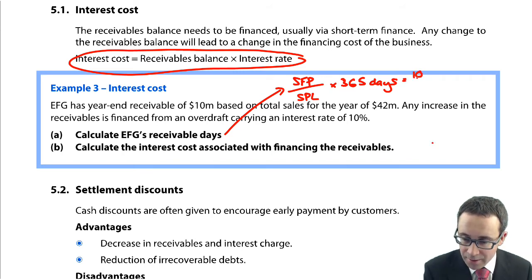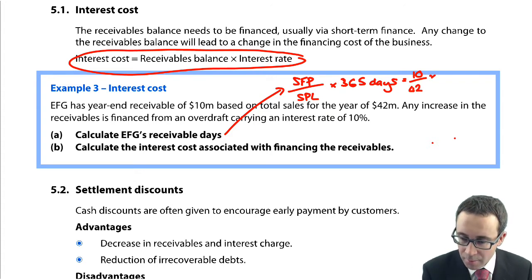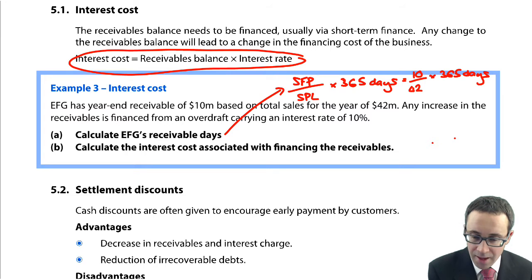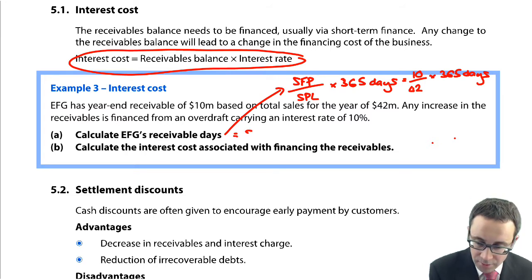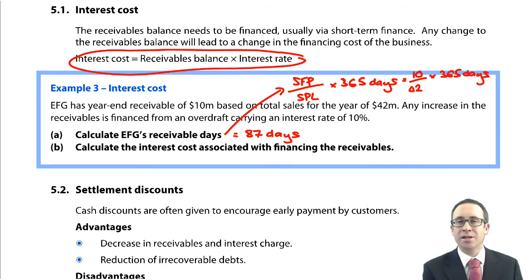So here, nice and straightforward. The receivables balance is 10 million. Total sales are 42 million. There's no adjustment to work out the credit sales. Multiply by 365 days. Tap that onto your calculator and I think that works out at 87 days. I'm just rounding it to the nearest day. I think it comes to 86.9 or thereabouts. So it takes us 87 days, on average, to collect that $10 million receivable balance.